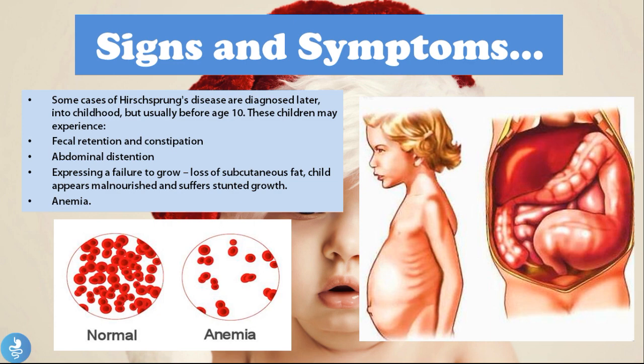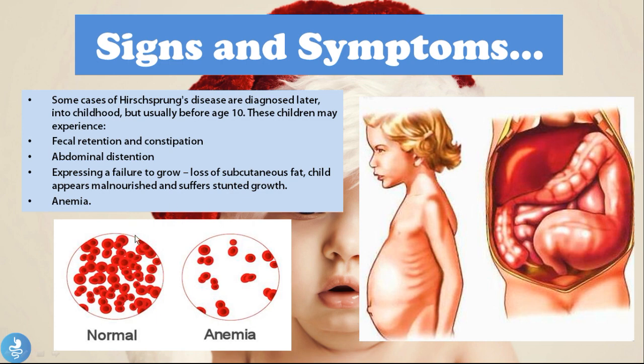Continuing with signs and symptoms, some cases of Hirschsprung's disease are diagnosed later in childhood, but usually before the age of 10. These children may experience fecal retention and constipation. So this is an older child, as you can see, and we still have the same sort of clinical picture. We have a huge distension of the non-affected segment, which is proximal to the affected aganglionic segment, and you can see our child has this distended abdomen.